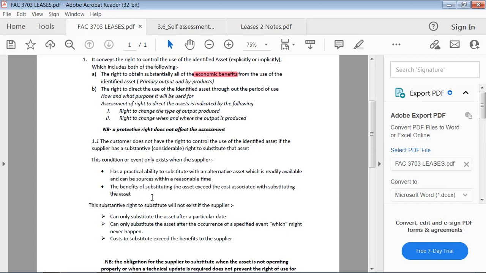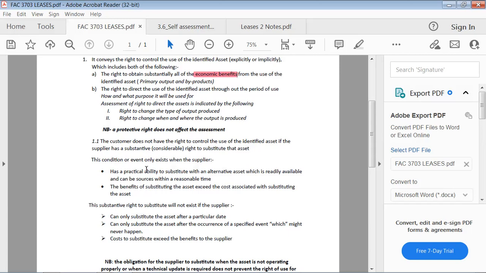And how do you tell that the supplier does not have substitution powers? One of them is that he can only substitute the asset after a particular date. So as long as you are using it and that date has not yet arrived, you have the power to direct the asset as the customer.